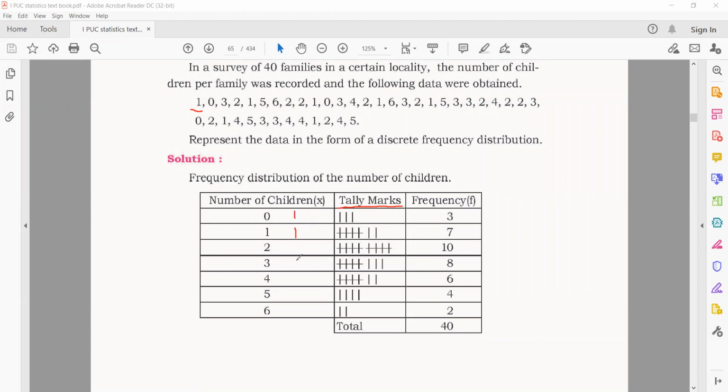Next you have 3, then you have 2, then you have 1, then you have 5, 6.